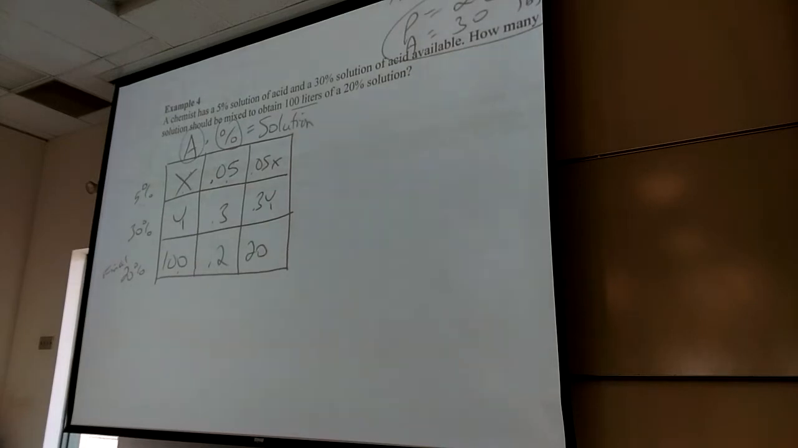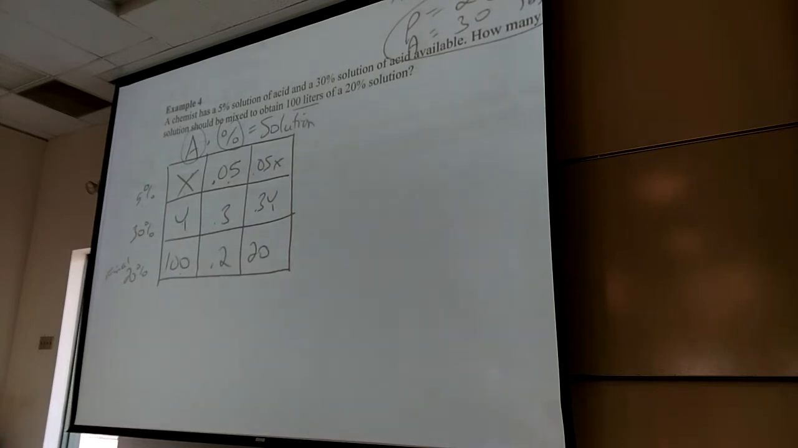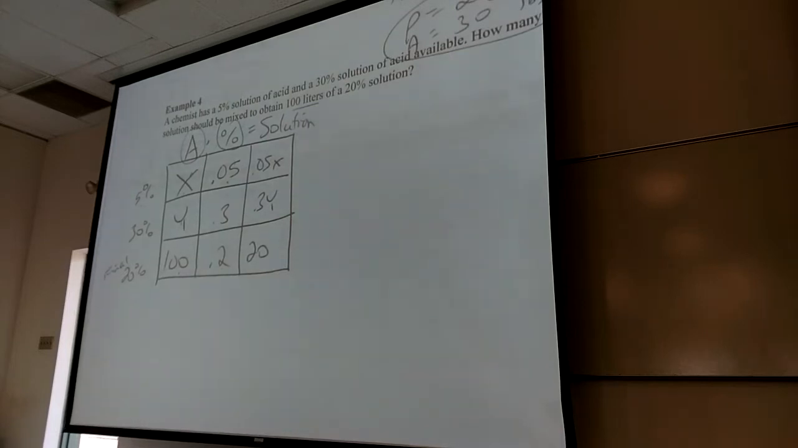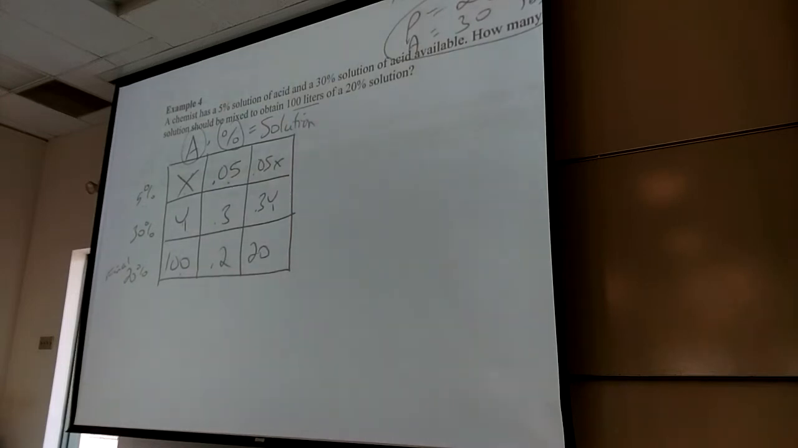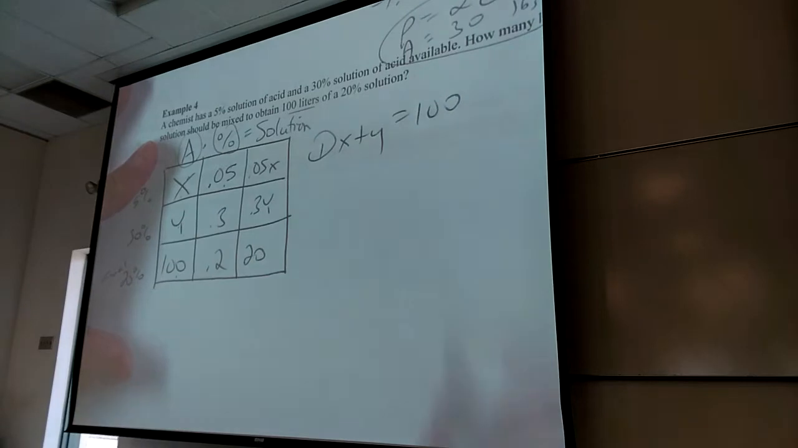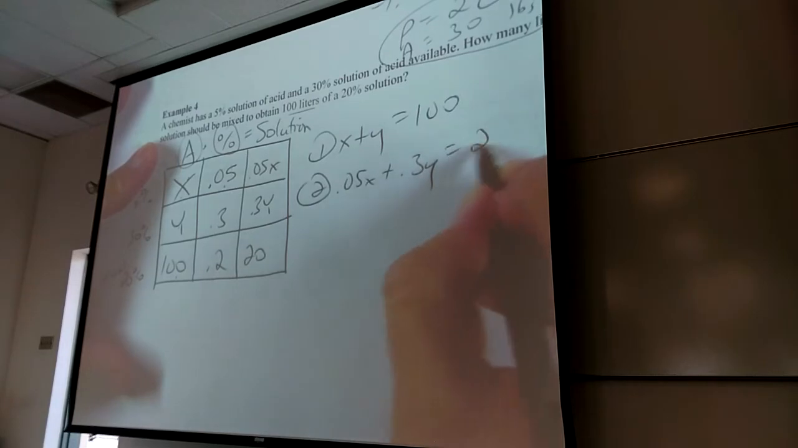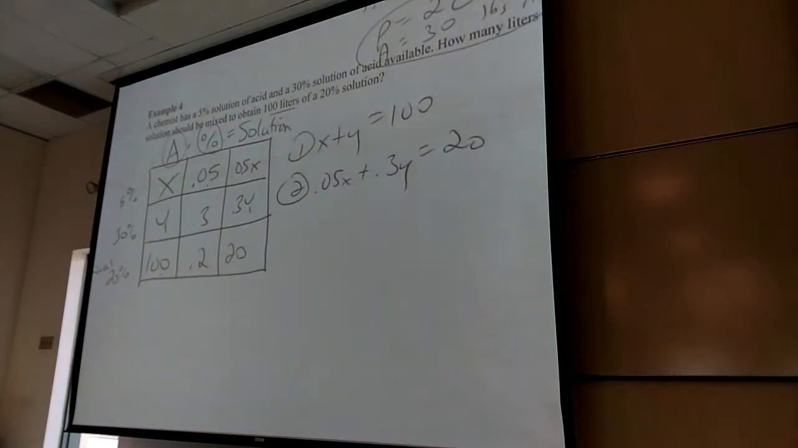So there are two equations. The amount of 5% plus the amount of 30% has to equal 100. So there's one equation right there. And then the amount of acid in that plus the amount of acid in this better equal the amount of acid at the end. That only makes physical sense, right? So one equation is X plus Y is 100. And another equation is the amount of acid in that one plus the amount of acid in that one has to equal the amount of acid in the final mix.